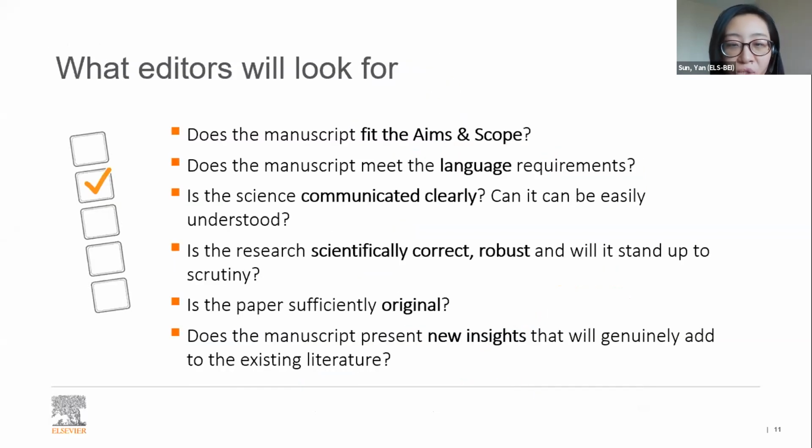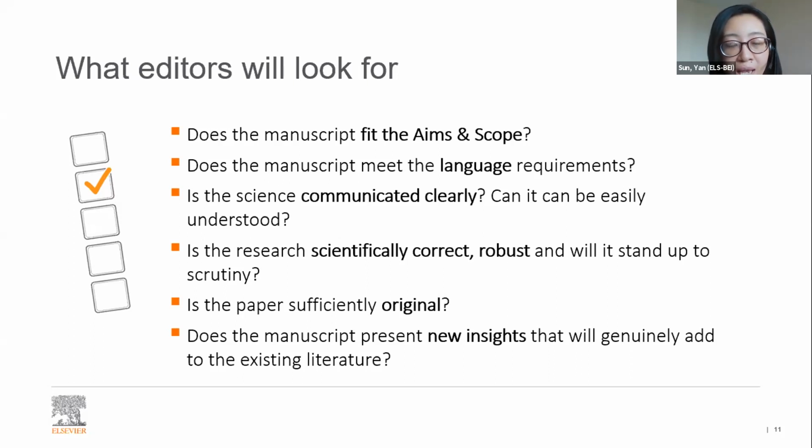So how can you make your article more attractive and improve the chance of publication? Professor Li and Professor Surley will share with you more on manuscript preparation and specifically review articles.